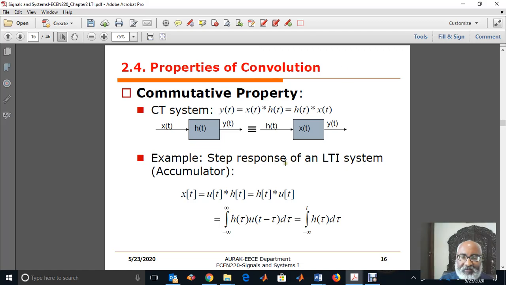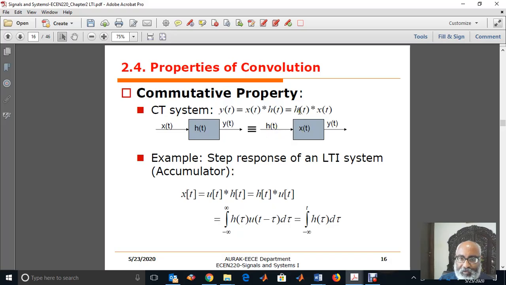Students, today we will discuss the properties of convolution. The first property is the commutative property for continuous time systems. If I have an input x of t and the system h of t, and the output is y of t, that means y of t is x of t convolved with h of t. This is equivalent to exchanging the system and the input, so the signal for the system becomes the input and the input becomes the system.